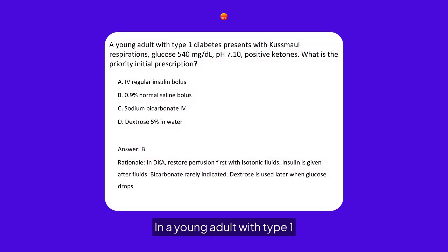In a young adult with type 1 diabetes and DKA, the priority initial prescription is a 0.9% normal saline bolus. This restores perfusion, which is critical in DKA management. Insulin is administered after fluid resuscitation to address hyperglycemia.